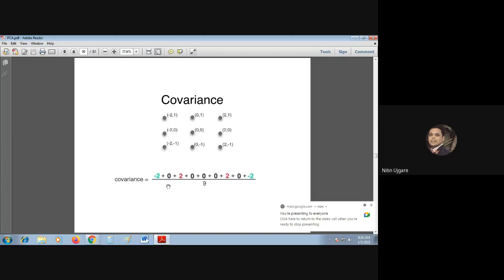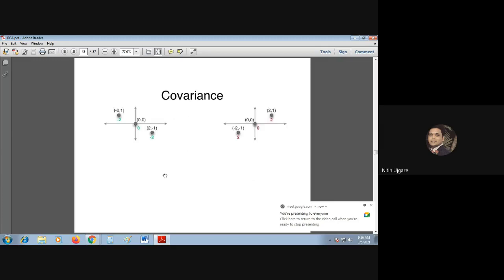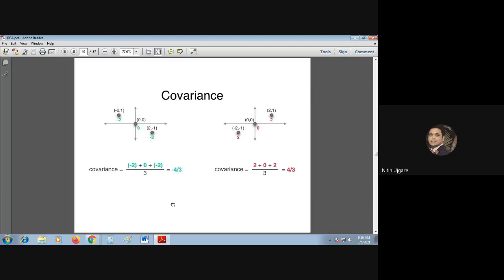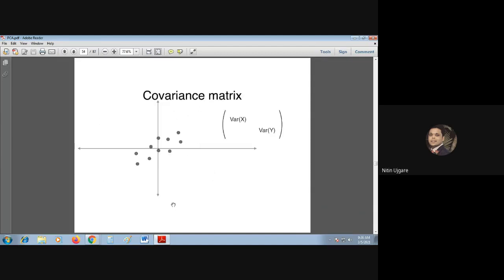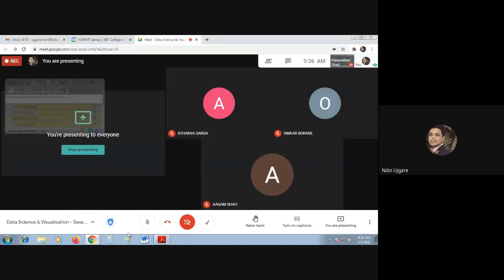So this is the covariance, minus 4/3, for these sample points, and 4/3 is the covariance for these sample points. Now these covariance values we are going to put into this covariance matrix, here at this place. And we know how to calculate the variance of x and variance of y. All the equations and formulas I have already explained in yesterday's lecture. Still any problem? Then please ask me the question, otherwise we will stop.